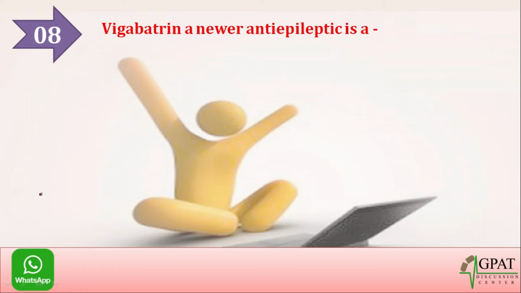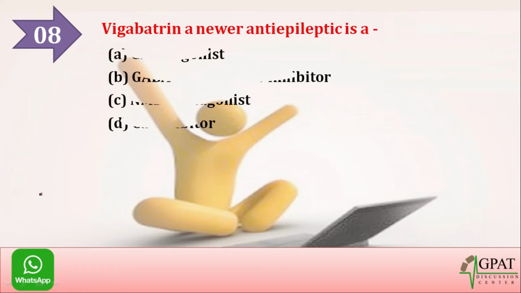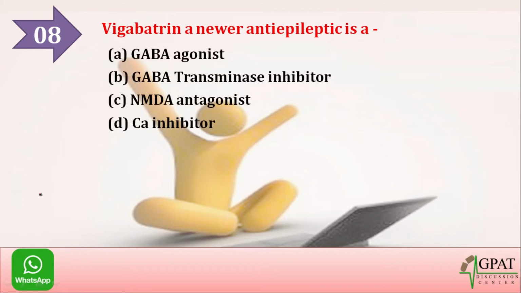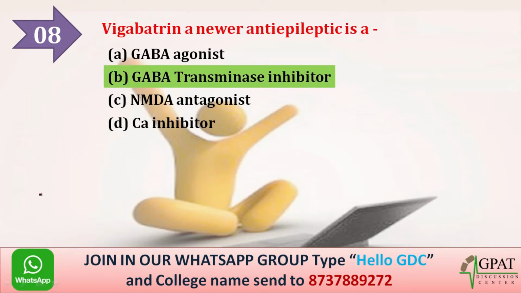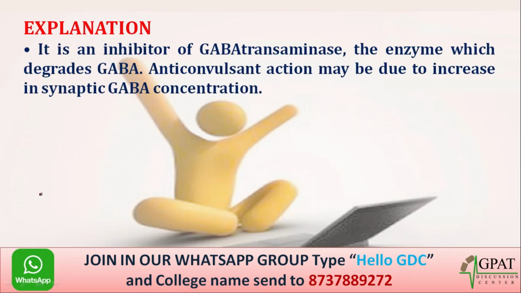Vigabatrin, a newer antiepileptic, is: option A, GABA agonist; option B, GABA transferase inhibitor; option C, NMDA antagonist; and option D, calcium inhibitor. So what is vigabatrin actually? Vigabatrin is a newer antiepileptic drug, and it is a GABA transferase inhibitor. We will give a trick to learn about this.